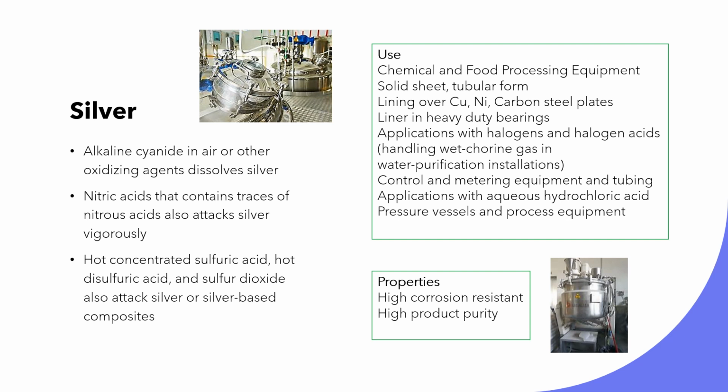So where we using silver, we use it in chemical and food processing equipment, we use it in solid sheet, tubular form, we use it in lining over copper, nickel, carbon steel plates. We use as liner in heavy duty bearings, okay? We use in applications with halogen and halogen acids. As handling wet chlorine gas in water purification installation, you have to do it with silver, okay? Use it in control and metering equipment and tubing. We use it in application with aqueous hydrochloric acid, pressure vessels, and process equipment, okay? They also use silver.